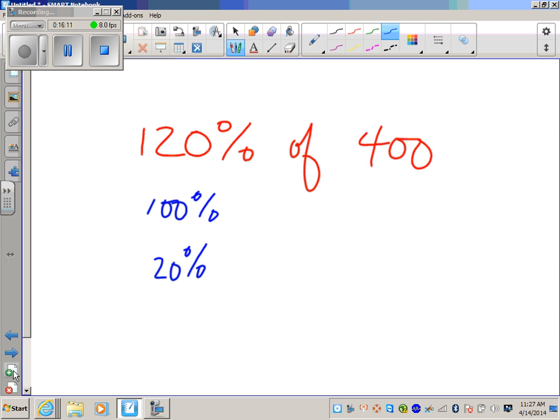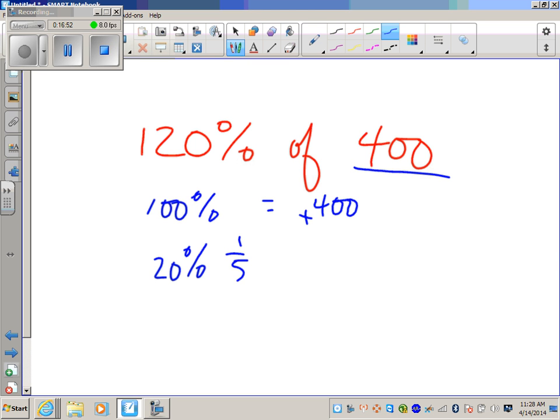If it were just 100% of 400, what would it be? 400. 100% of 400 is 400. So if it's 120% of 400, what does that tell you? It's going to be greater than 400. So here's what we're going to do. You already told me that 100% of 400, let me give you a nice round number here. We didn't have to move this or change this at all. So you know you're going to have 400 here, right?